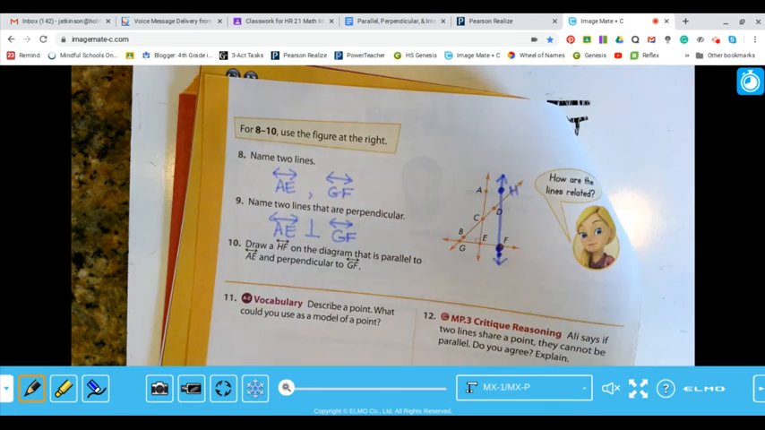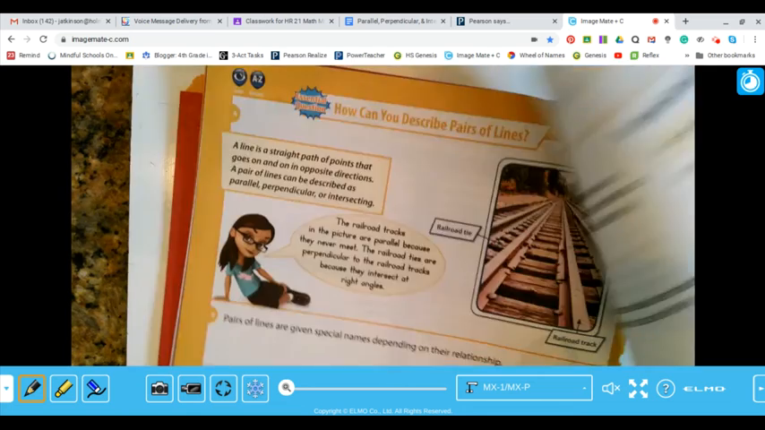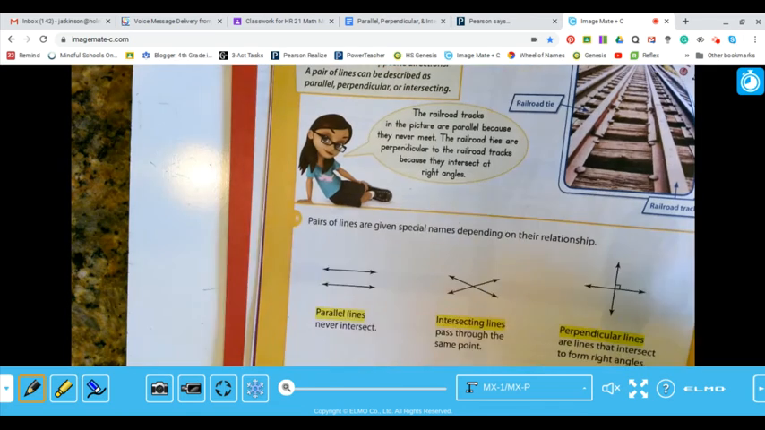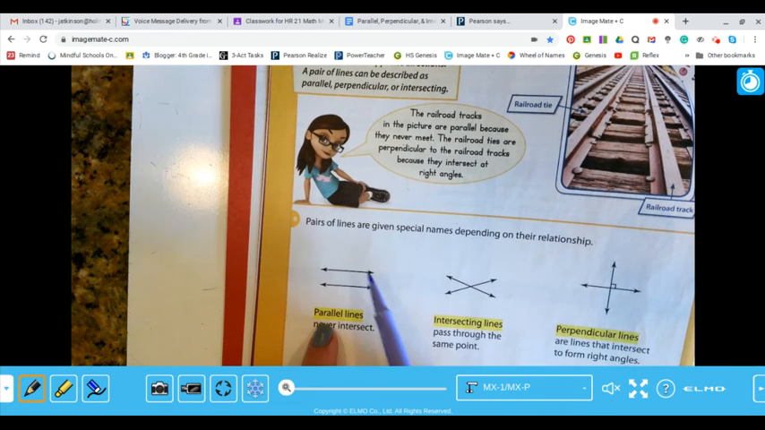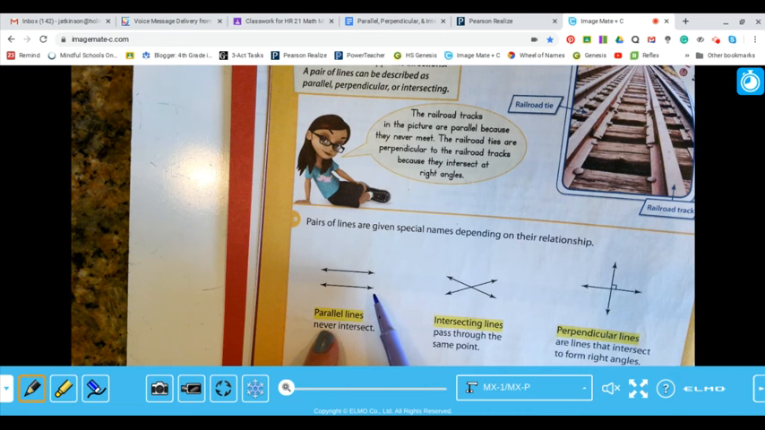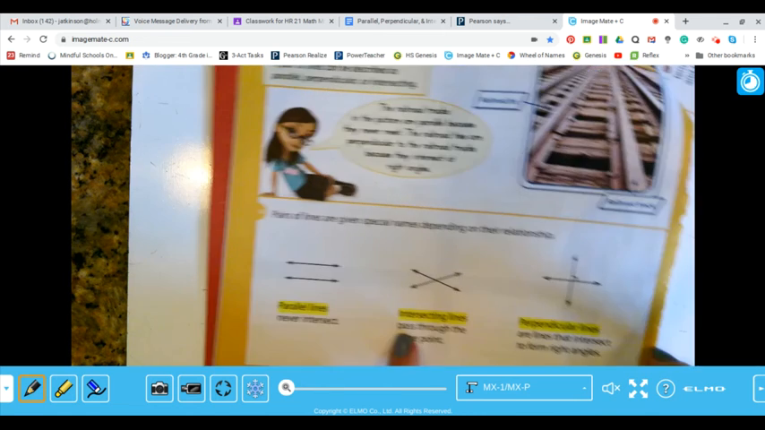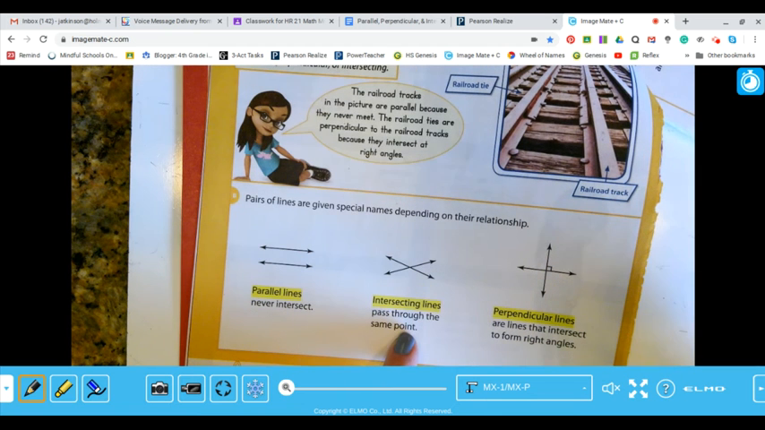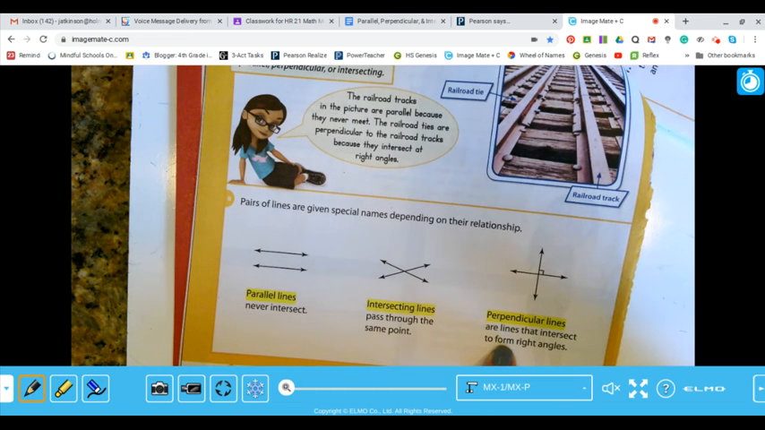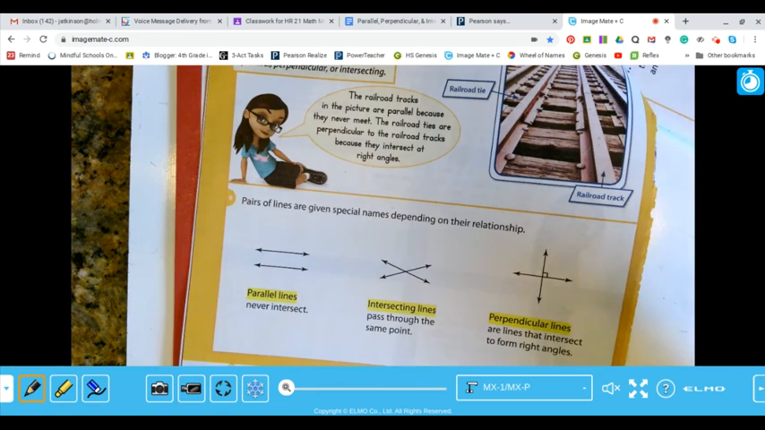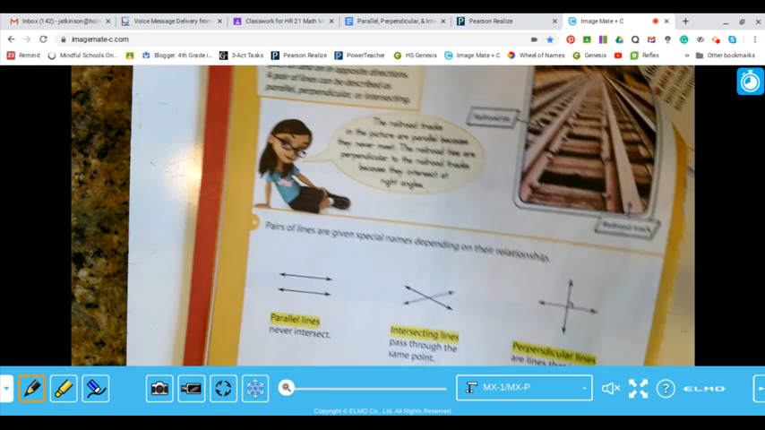All right, so just to sum everything up today, we're keeping it very, very simple. Parallel lines are two lines that never will intersect. They will always run parallel to each other. Intersecting lines cross over each other at the same point, and perpendicular lines intersect to form right angles that are 90 degrees.